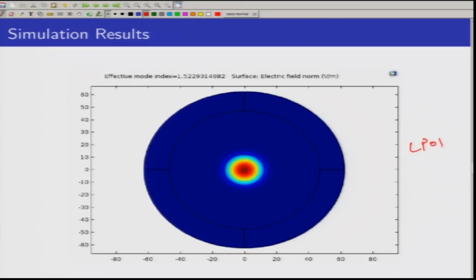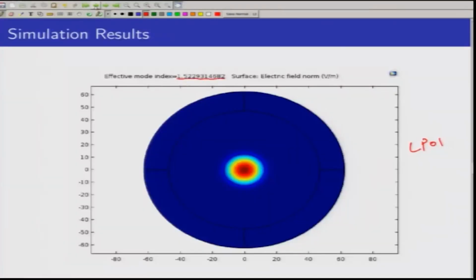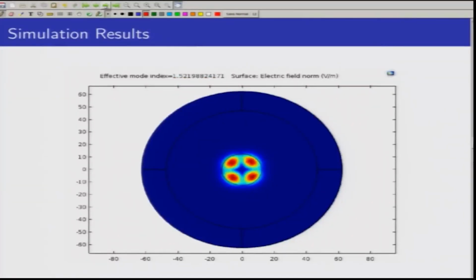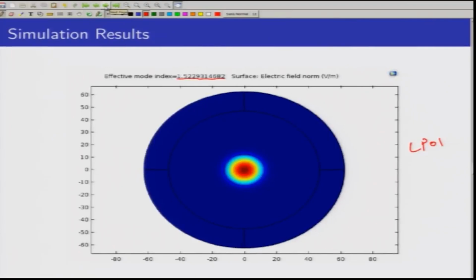This LP01 mode is the initial mode that gets excited in the optical fiber and has a higher effective index. As you can see, this effective index is larger when compared with the other modes that we have seen in the previous slides, and this is approximately equal to the refractive index of the core. If we observe all the results that we got here, the effective index value is purely real and the mode is clearly confined to the core.